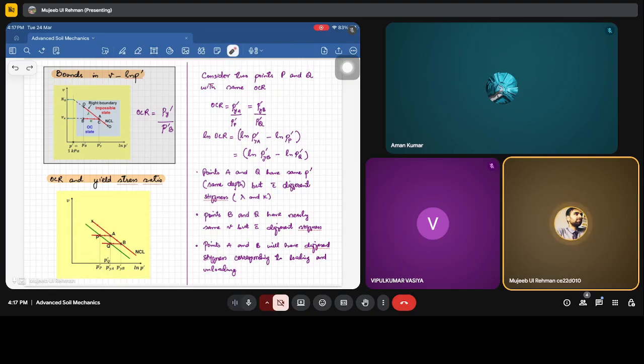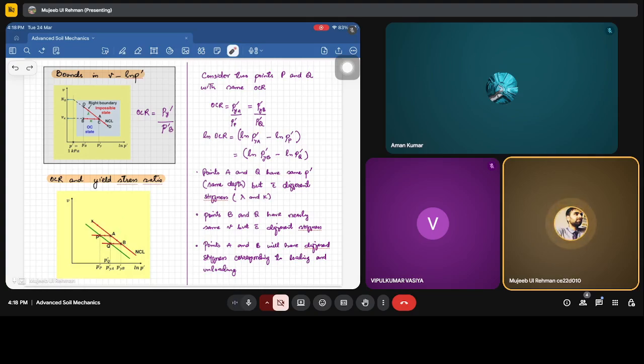Now, if we have the same OCR, it means that they should have the same consolidation stresses. Now these two points cannot have the same OCR. For example, if these two points A and Q are considered, they have the same P dash, correct? But with different stiffnesses. Why? Because A lies on the NCL. It has a lambda.